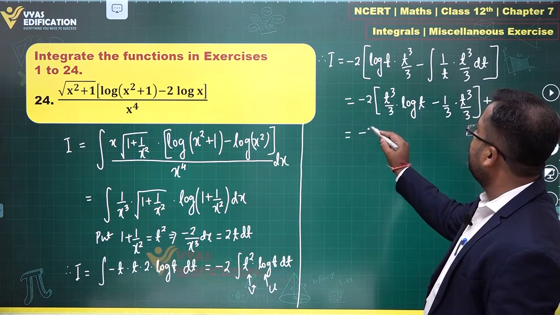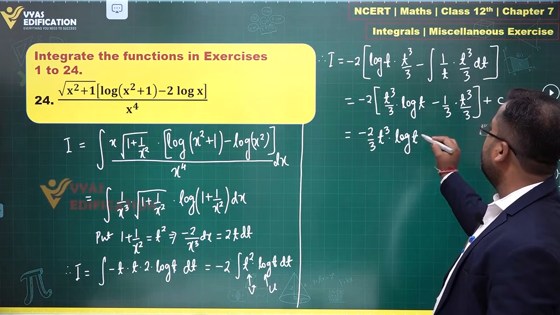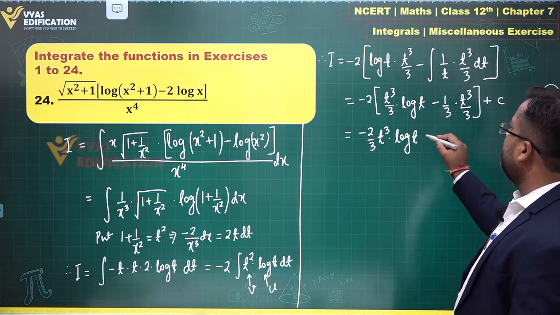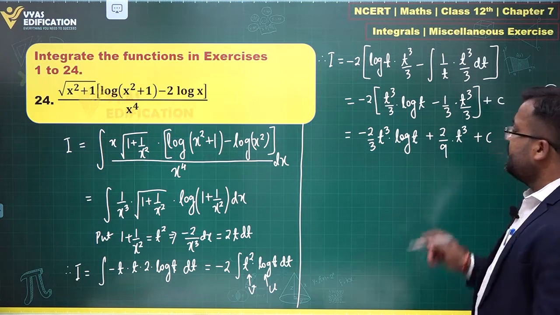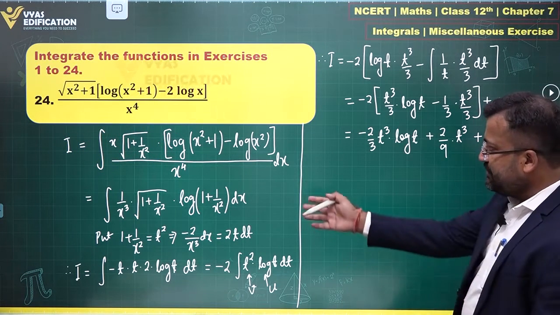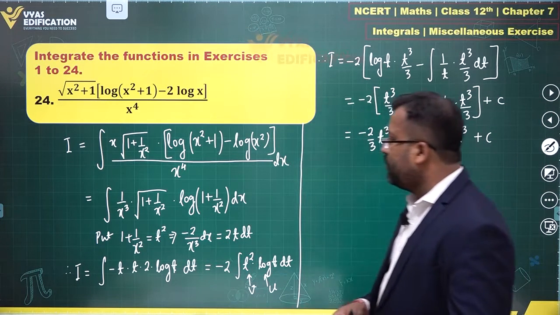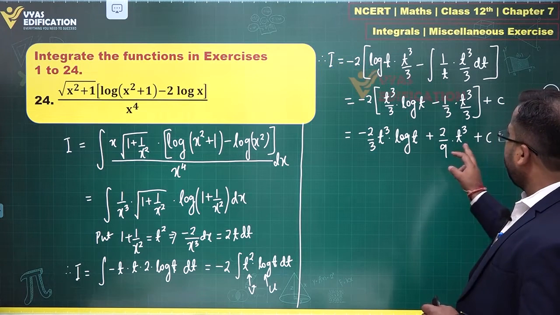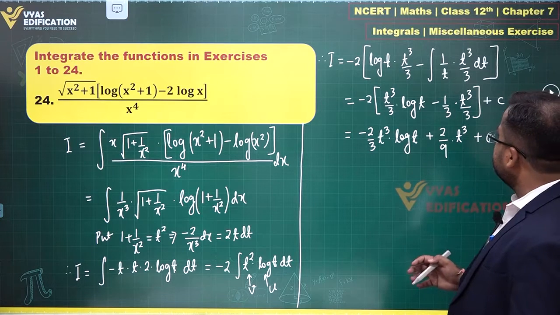And this simplifies to minus 2 by 3 t power 3 log t minus 2 into 1 by 9, which will be 2 by 9 t power 3, plus constant. Simply replace t in terms of x after that. So what do I have? T square is 1 plus 1 upon x square. Okay, and I have t power 3 throughout. Oh, we can take out some things common in that case, yes.